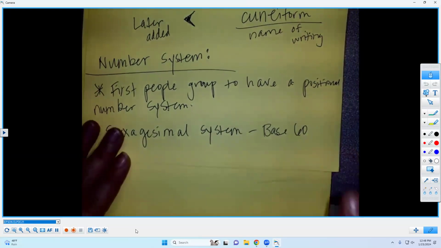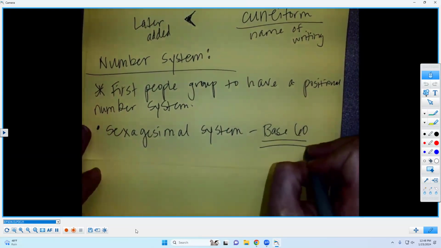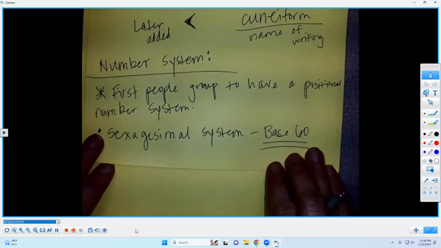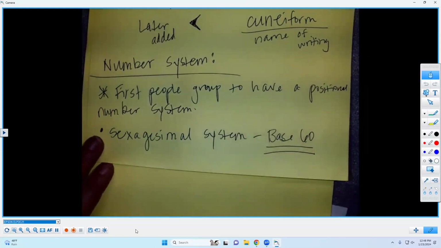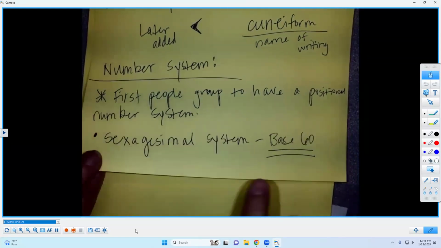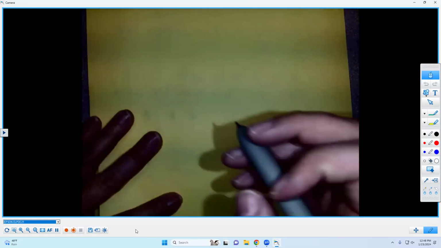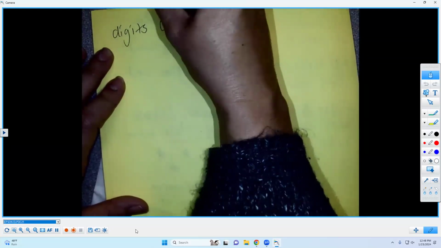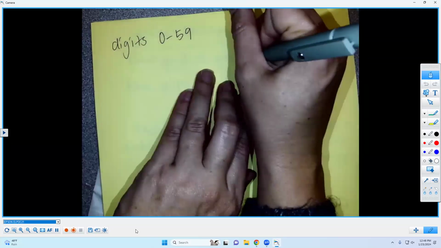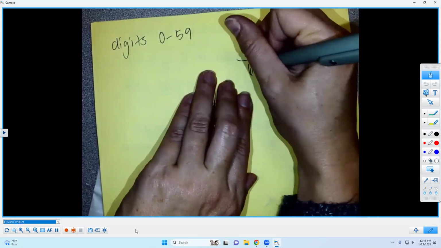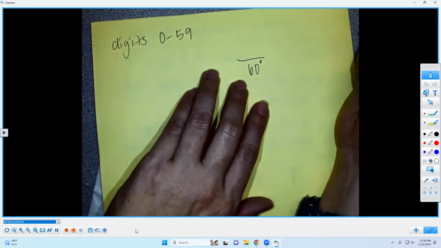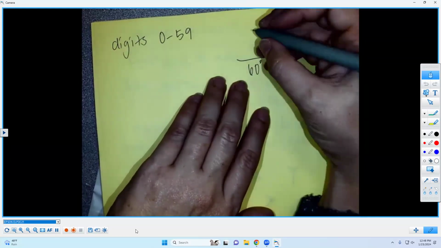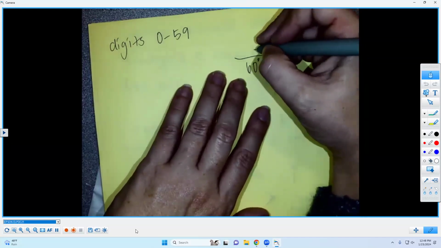So let's familiarize ourselves with the base 60 number system. We have a base 10 number system, where we have digits 0 through 9. For base 60, the digits go from 0 through 59. In the first place value, this would be 60 to the 0 power, like the ones place. So you could put any number 0 through 59 here.